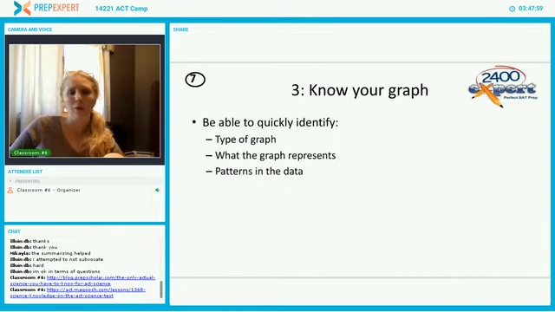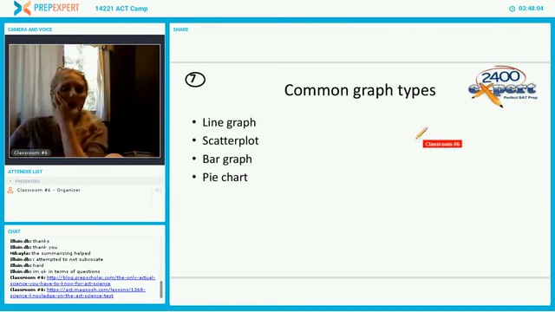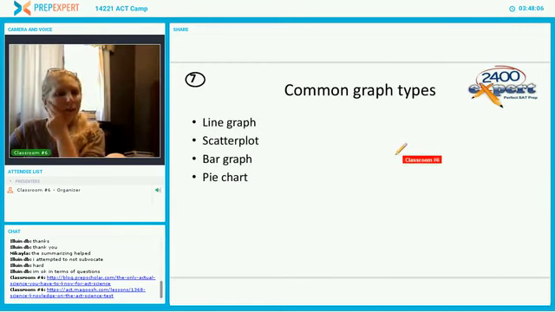Know your graph. Be able to quickly identify the type, what it represents, patterns. So we'll talk about line graphs, scatter plots, bar graphs, pie charts.